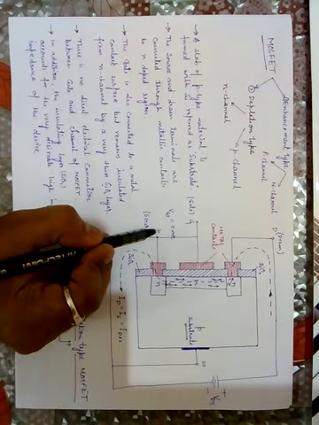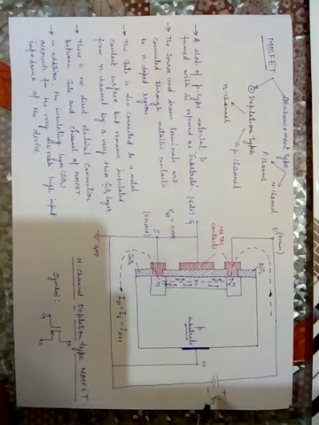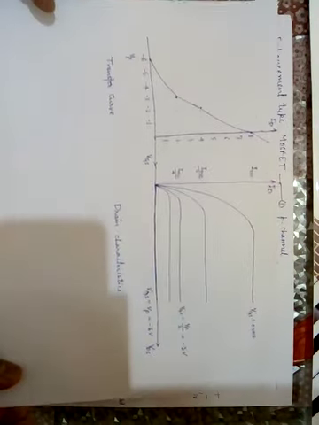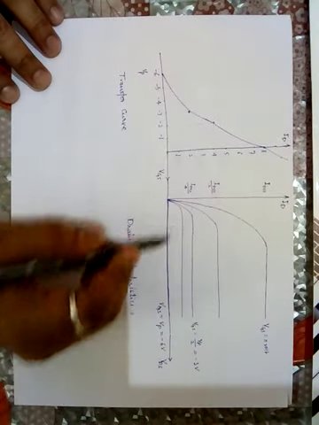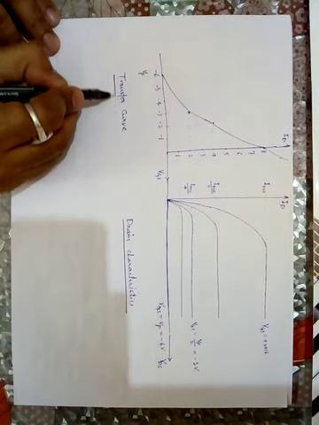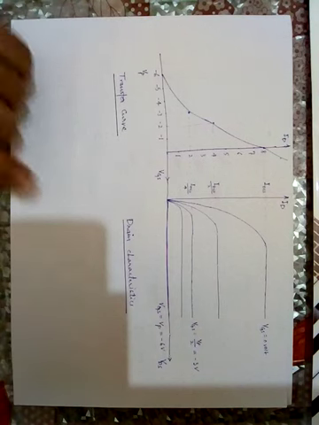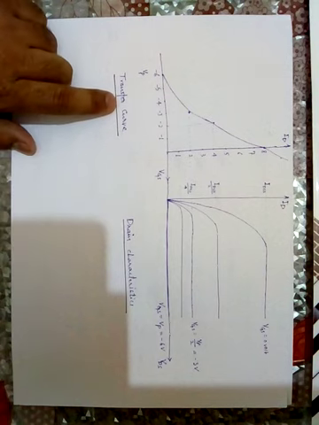So VGS equal to 0, and here I have connected drain with the source with a VDS positive value. So whenever VDS will increase, the current will increase. So here we can see this. This is a graph, this is a drain characteristic, and this is the transfer curve. Remember, first of all we draw the drain characteristic. On the basis of drain characteristic, we draw the transfer curve.